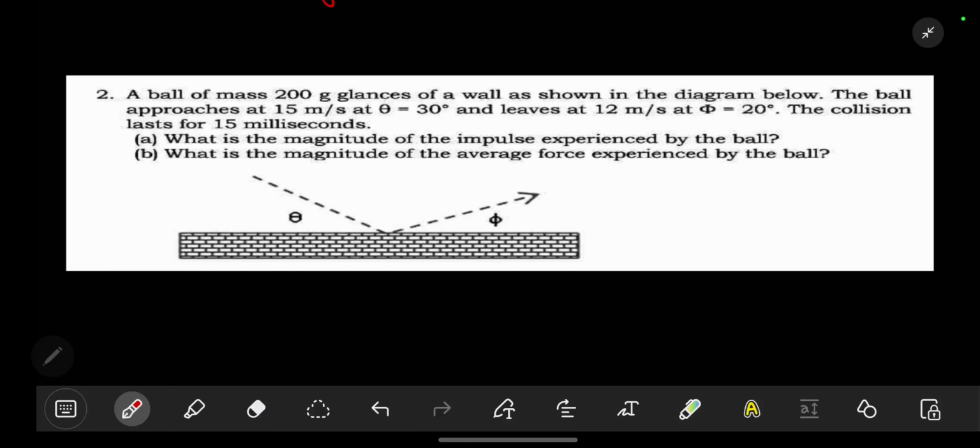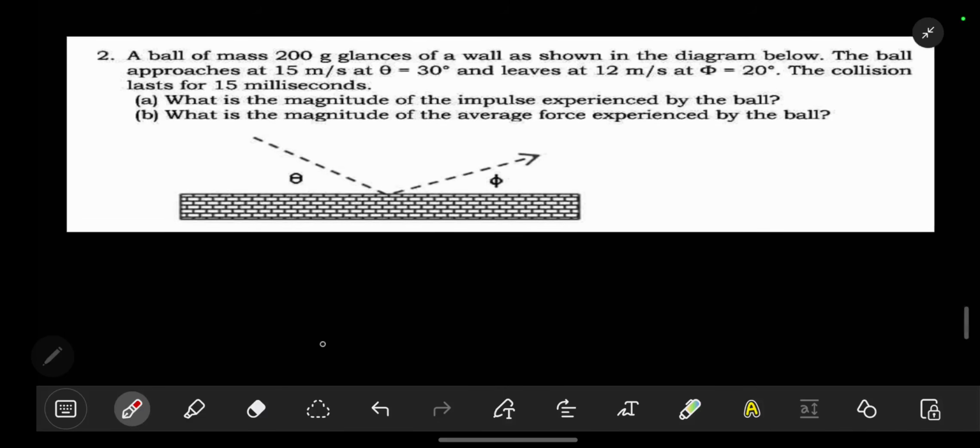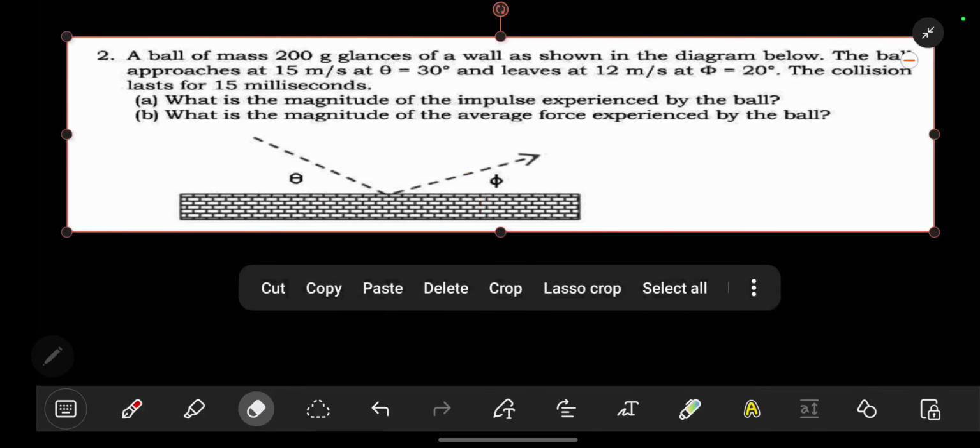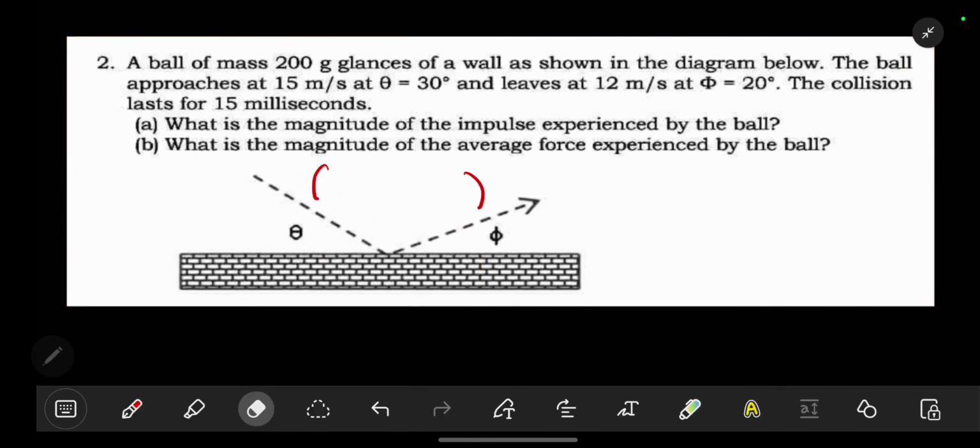So we want the impulse. If the wall is horizontal, the angles you are going to use are these angles. If the wall is vertical, the angle you are going to use is the one between the normal and the direction of the throw. So that is very, very important. The first thing we are going to do is find the momentum, or let's resolve the velocities.